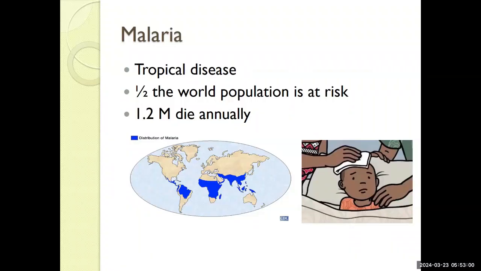Among all the different protists that exist, malaria is perhaps the most important and significant. In terms of public health, malaria is considered a top 3 global health concern. It is a tropical disease, meaning it occurs between the tropics of Capricorn and Cancer. In this area, half of the world's population reside. And as a result, roughly 1.2 million people die every year from malaria and malaria-related complications.